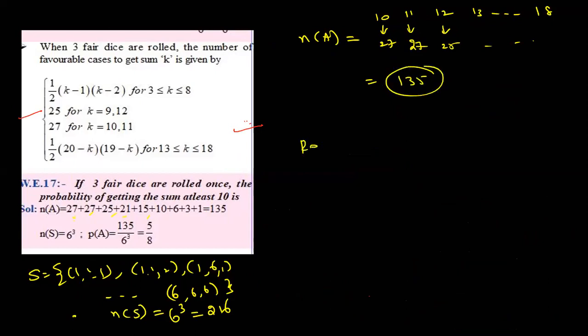So therefore, required probability. Based on this one, very rare case they're asking. Okay, rolling the 3 dice means very complicated. Generalizing, required probability is what? 135 by 216. You can get 5 by 18.